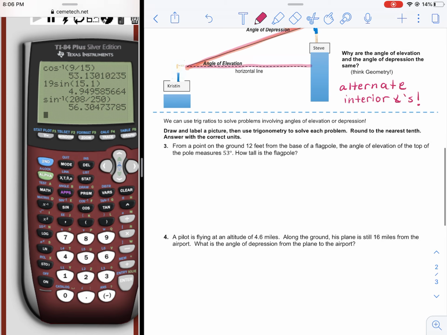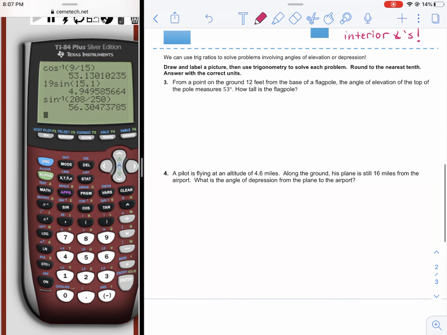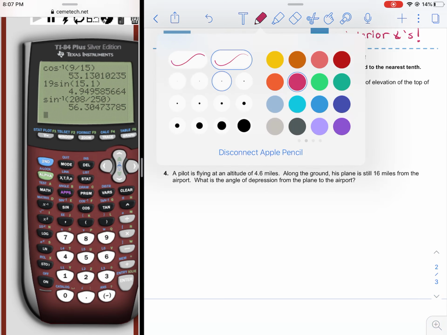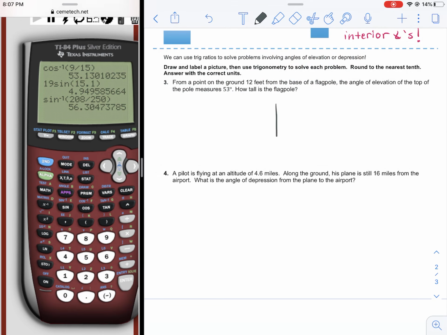So we're going to continue with our word problems, but this time we might have to find an angle of elevation or depression. So the next problem says, from a point on the ground 12 feet from the base of a flagpole, the angle of elevation of the top of the pole measures 53 degrees. So how tall is the flagpole?